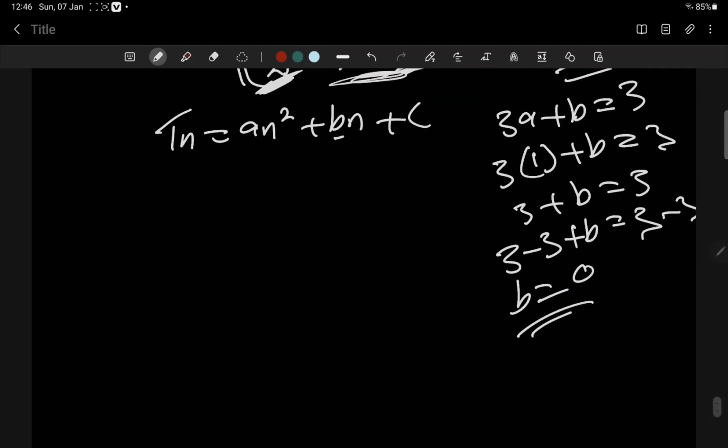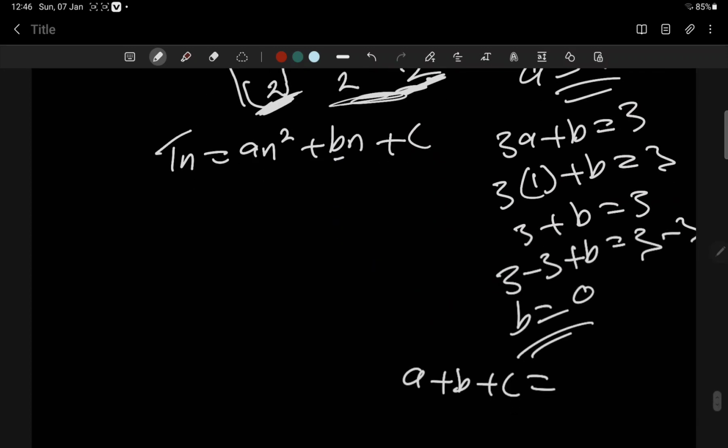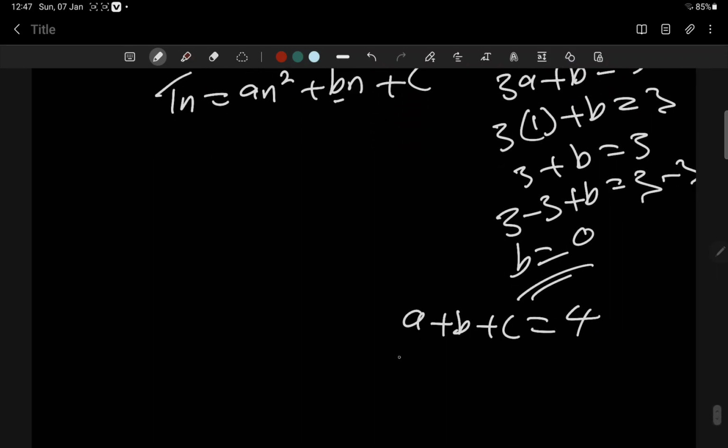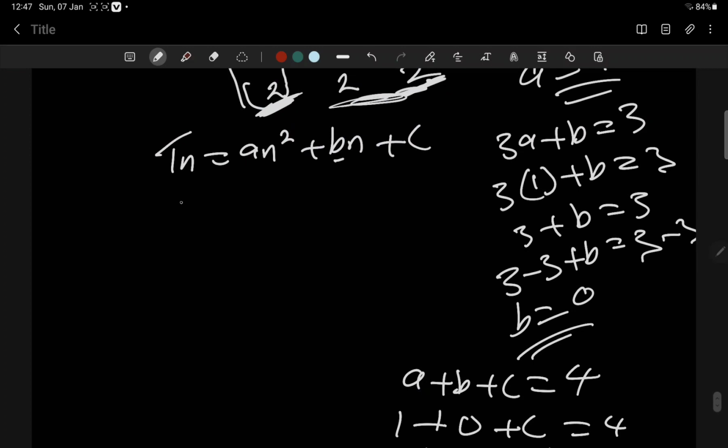Then now we need to calculate c. A plus b plus c equals to the first term, T1, of the sequence. In this case, the first term is 4. Then already calculated a was 1, then b 0, and a plus b plus c equals to 4. 1 plus 0, 1 plus c equals to 4. Subtract 1 from both sides. It will be 1 minus 1 plus c equals to 4 minus 1. Then c is 3. Then you need to substitute back to the formula.